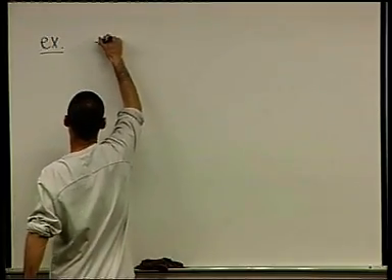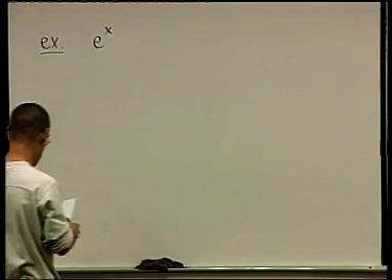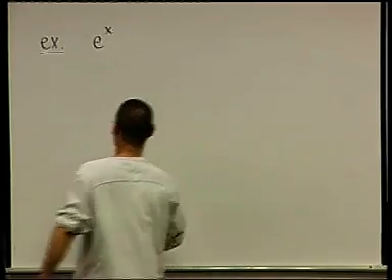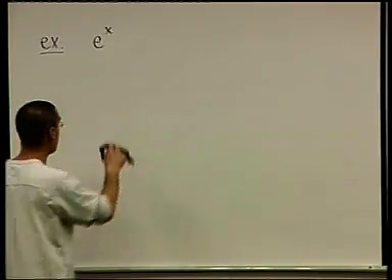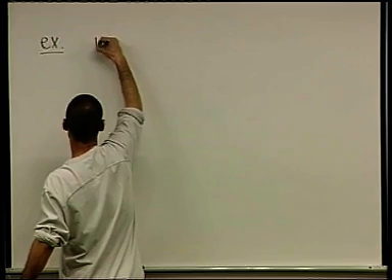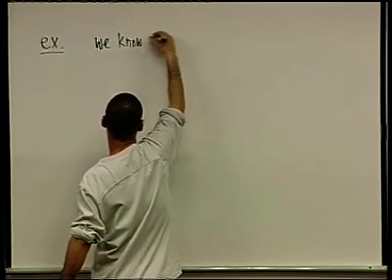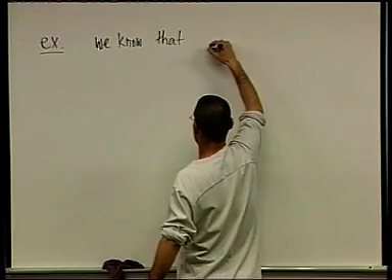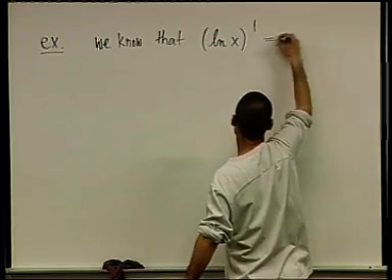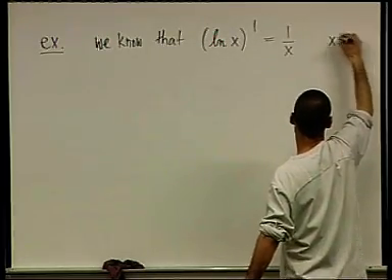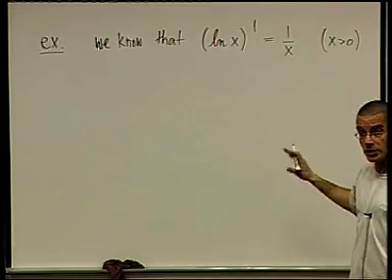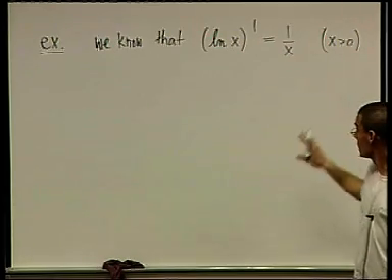Suppose you want e to the x. You want the derivative of e to the x. But I'm not going to call it e to the x. So let me write it like this. We know that the derivative of ln of x is 1 over x. This is for x greater than 0. Right? This was the example that I left the details for you to work out. So we know this.